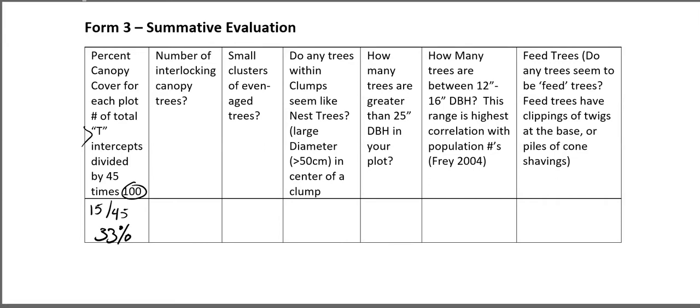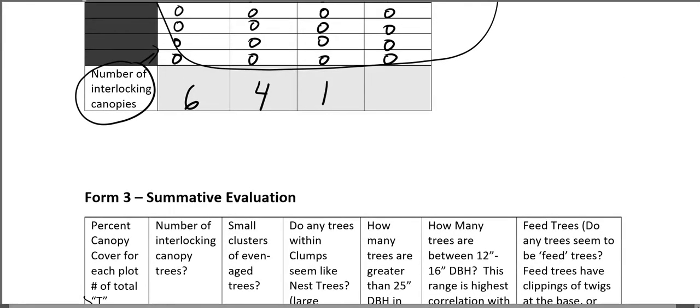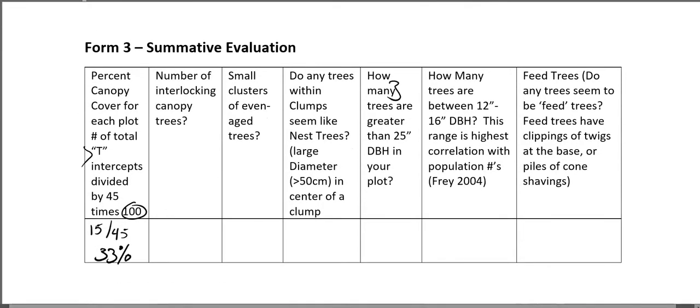How many number of interlocking canopy trees? And this part you could probably just do an average here. An average there is probably around 4. I could calculate that out, but I'm not going to. How many small clusters of even-aged trees? So even-aged trees are trees of about the same size. I'd say we had about 2 clusters there. And do any trees within the clump seem like nest trees, have a big diameter? And I would say no.